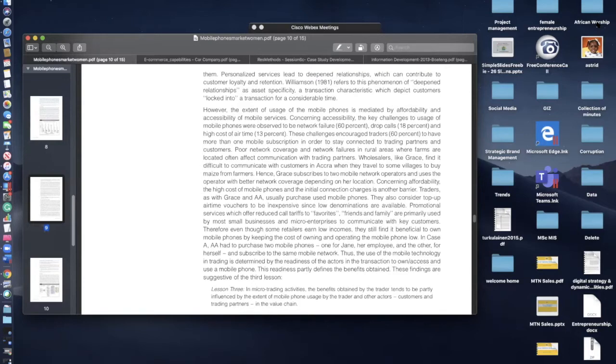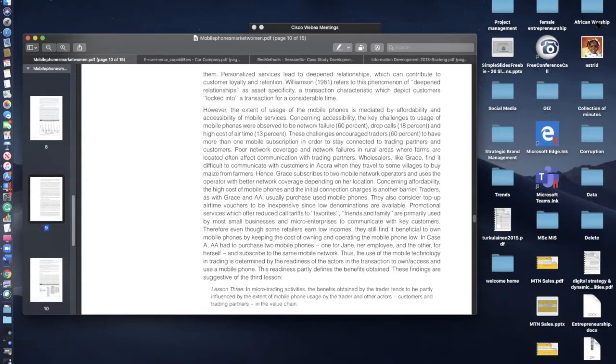What are we saying here? We are realizing that the benefits of using the mobile phone are constrained by a number of factors. One, ownership, which is affordability, and number two, cost of maintaining the phone, like buying airtime, which can also drain your cost. So it is advisable for you to go for some of the network promotional services, such as calling favorites and family and friends.